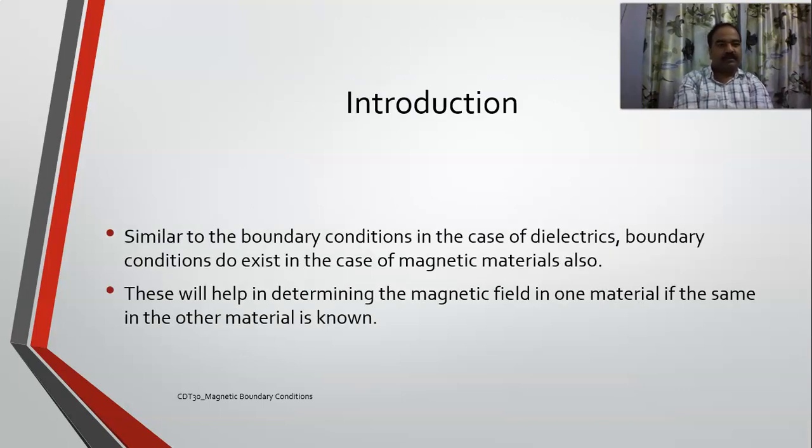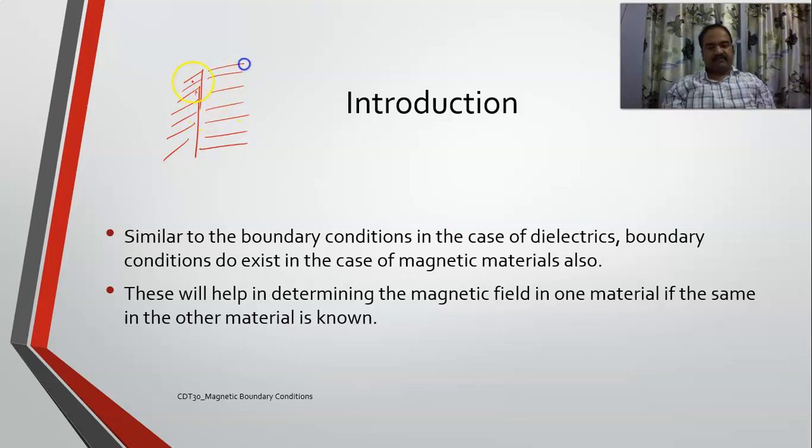Now, coming to the introduction part, as we have already seen, the boundary conditions help us when we are calculating the fields. Let us suppose there is a boundary, or we call it an interface. Let us suppose this is one medium and this is another medium. If we know the fields in this one, we take B and H. So this is the field intensity and this is the flux density.